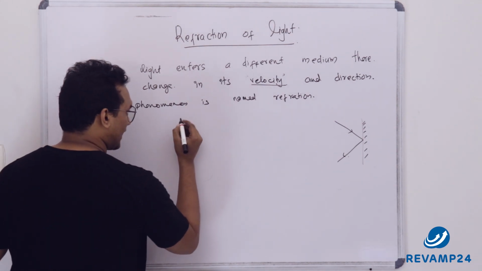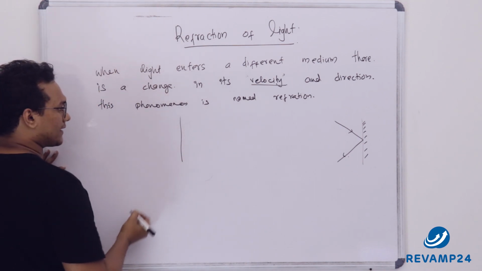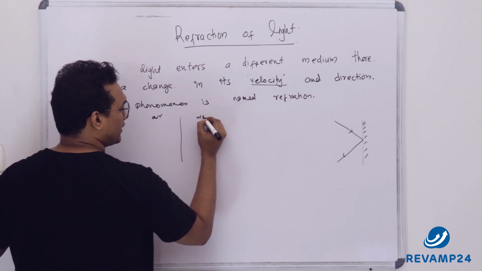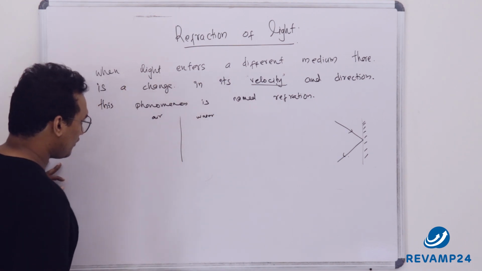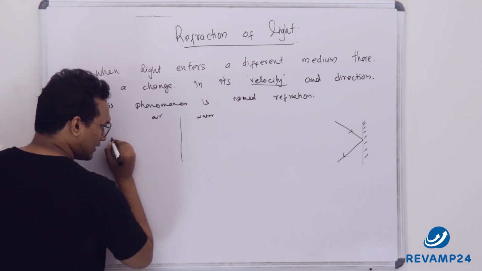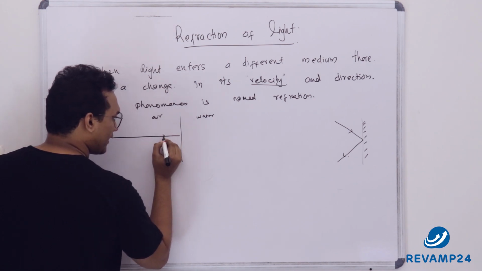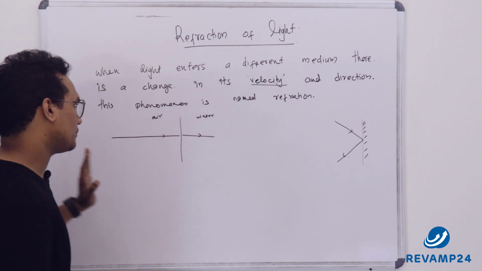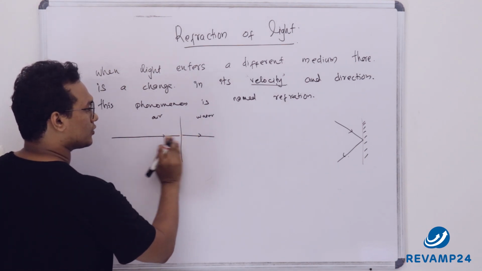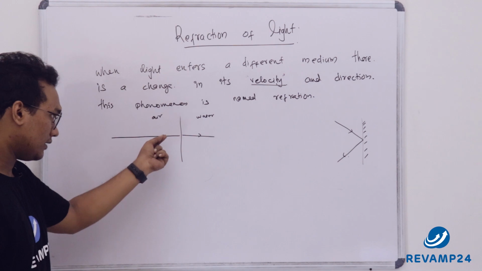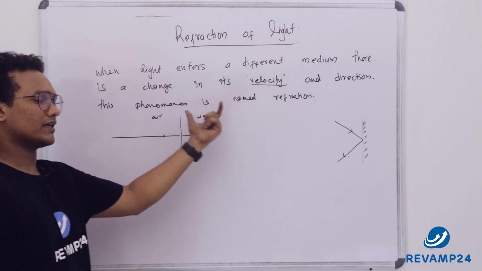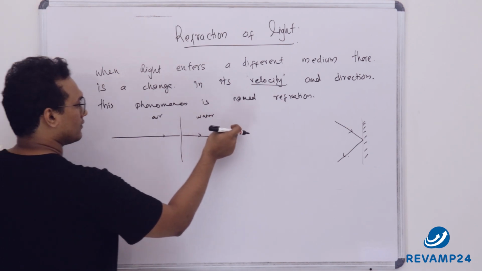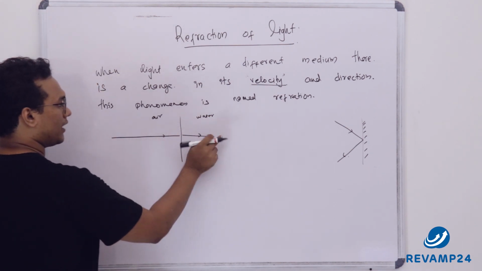Now simply I would say that if the light ray, so this is a medium, say for example air, and this is another medium, water. Now when a light ray is passing from air to water, both are transparent media, so this medium will allow the incident ray to pass through, because water is a transparent medium. So from air, the ray would pass to water.